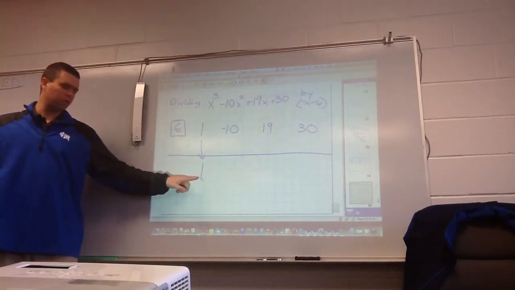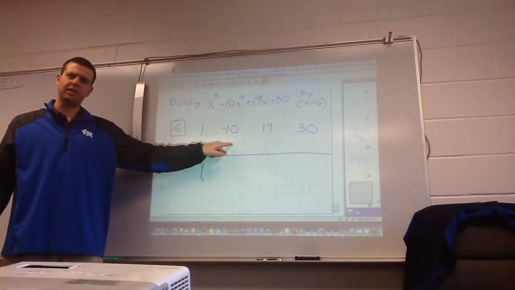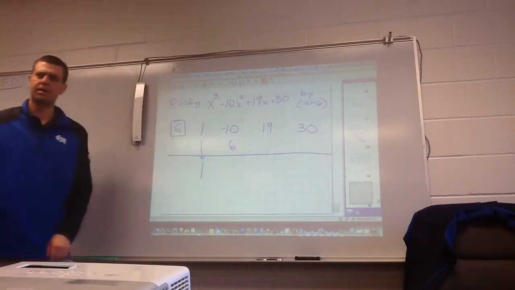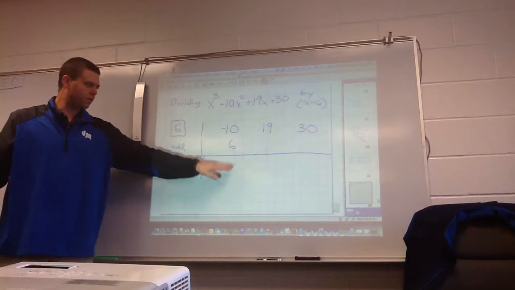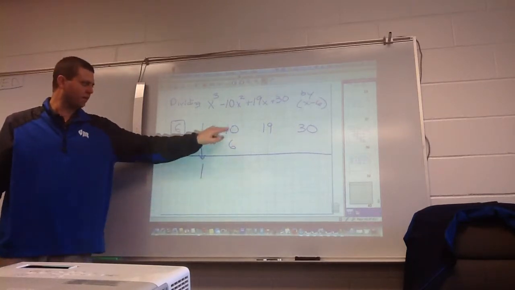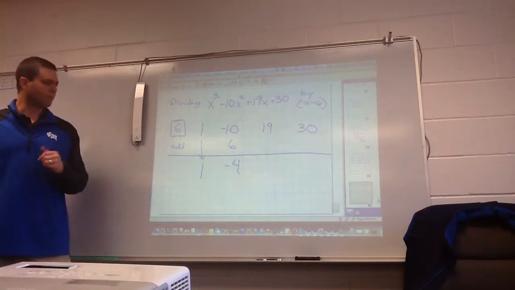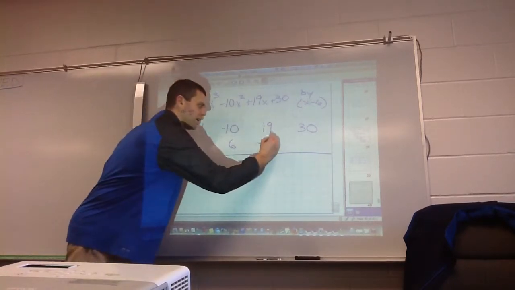Once I get a number below the line, I take that number times what's in the box and put the answer right underneath the next number. So 1 times 6 gives me 6. Then I'm going to add to get my next number that comes down here. Negative 10 plus 6 gives me negative 4, right? Then I repeat the process. I take this number times what's in the box. What's negative 4 times 6? Negative 24. I put that answer right here.